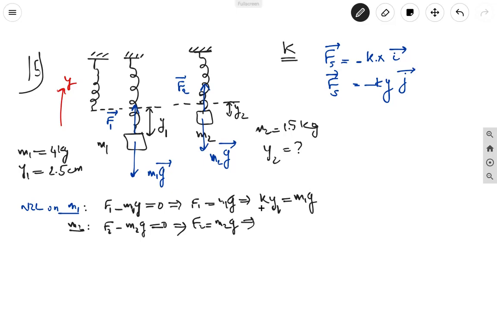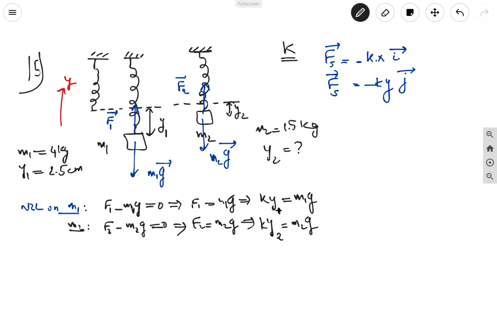And so we can write down then K times Y2 is equal to M2 times G. Now we have two equations, and both these equations depend on, so this is Y1, right? And this is Y2. Let me just write them correctly. So this is Y1 and this is Y2.